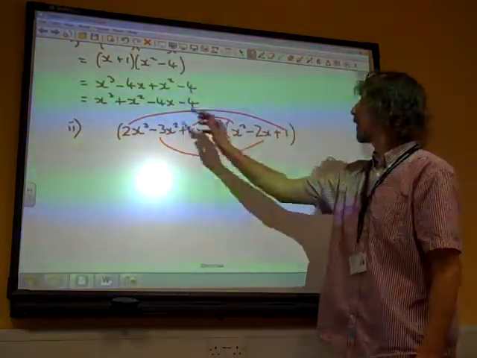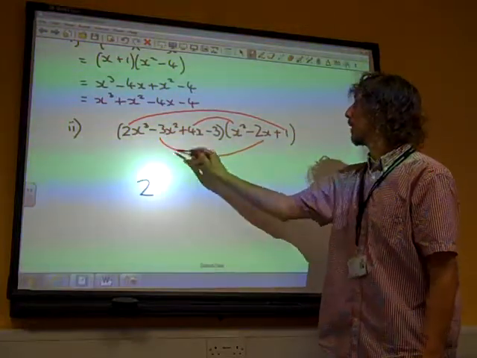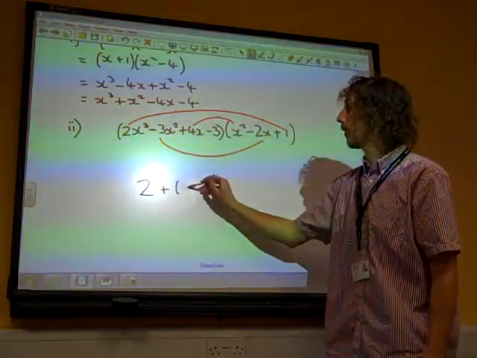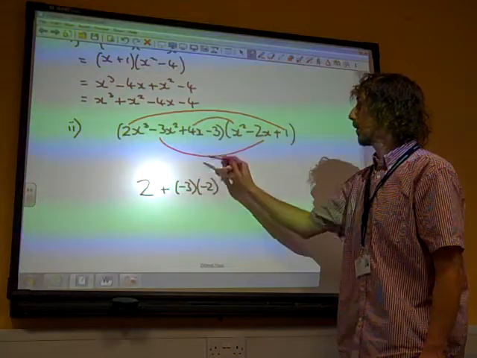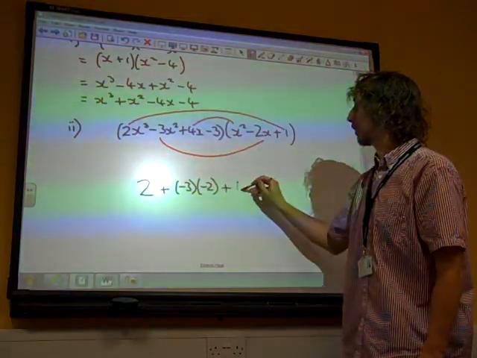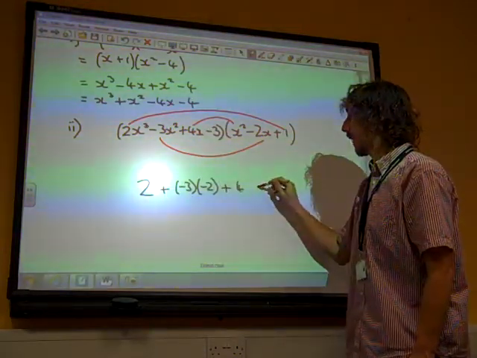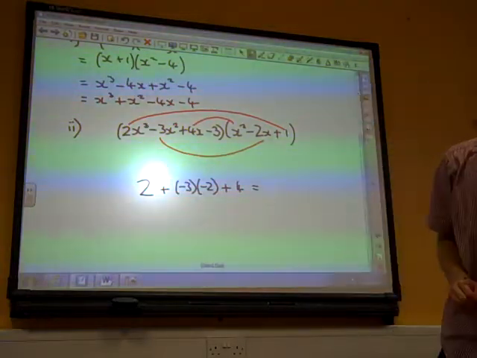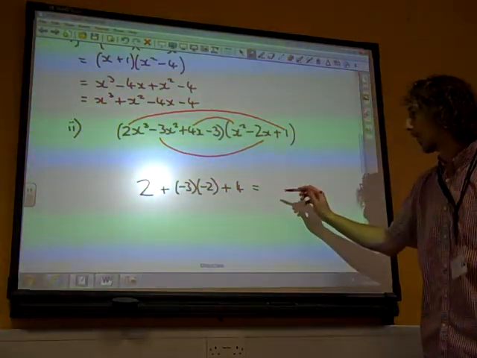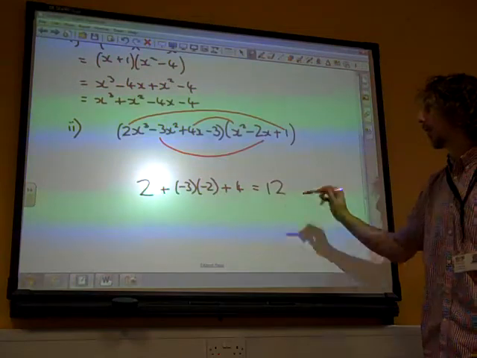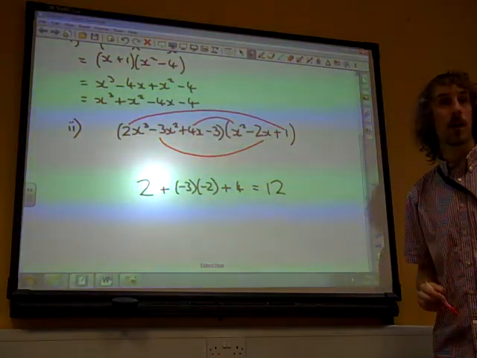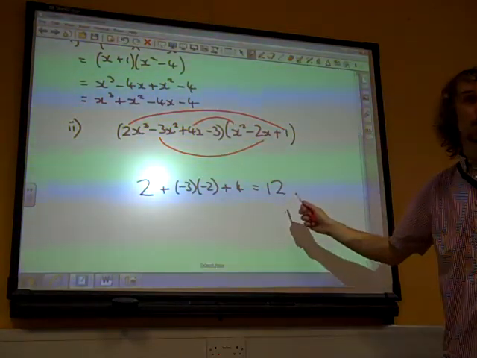So that was 2 times 1, minus 3 times minus 2, and 4 times 1. And that, I think, gives us, what does it give us? That's 6 plus 6, isn't it? So that gives us 12 as being the coefficient. And that is all that the question wanted.